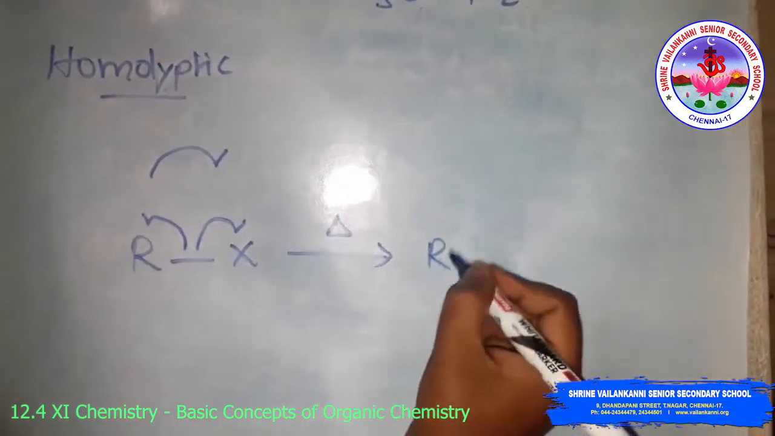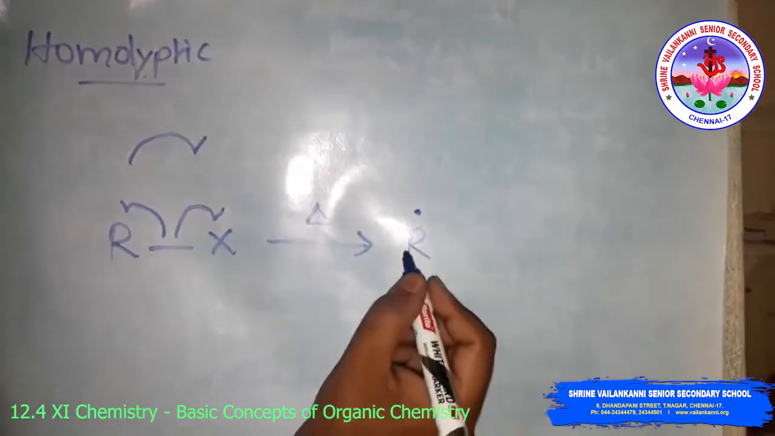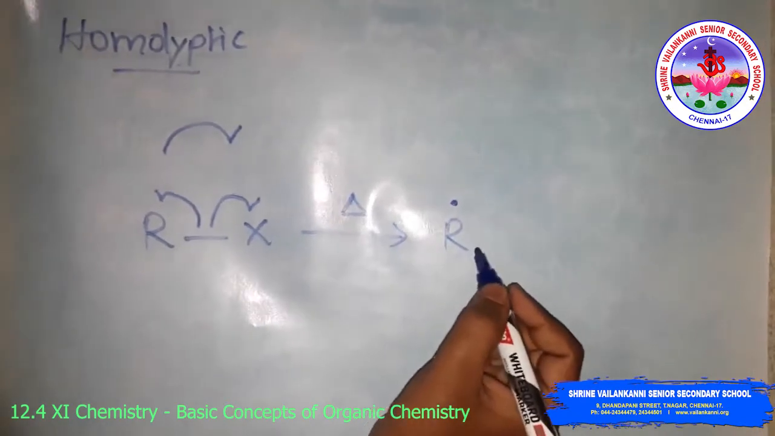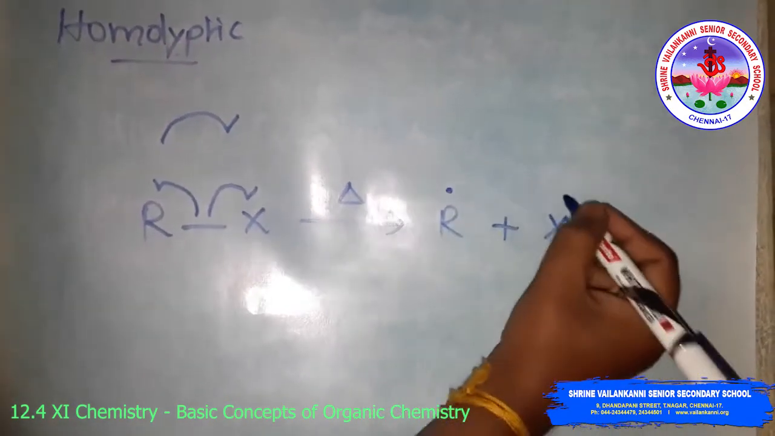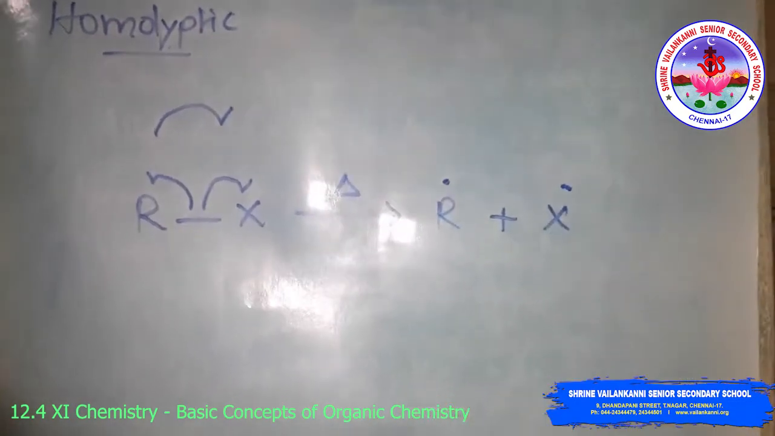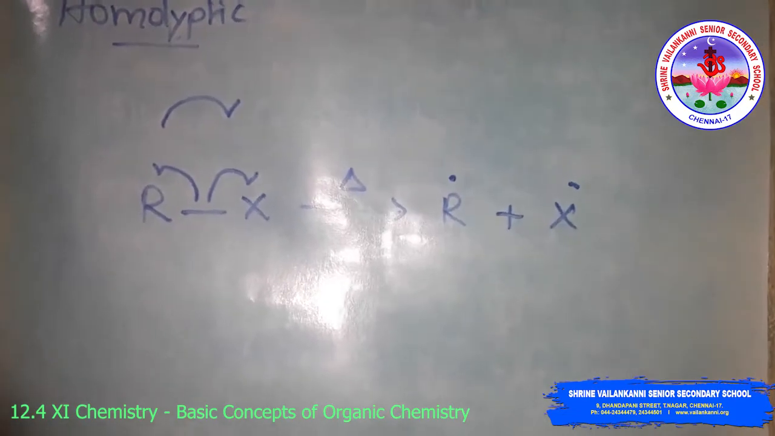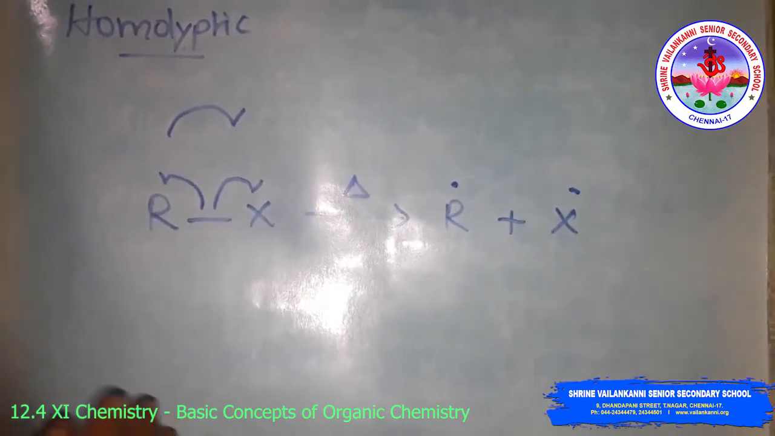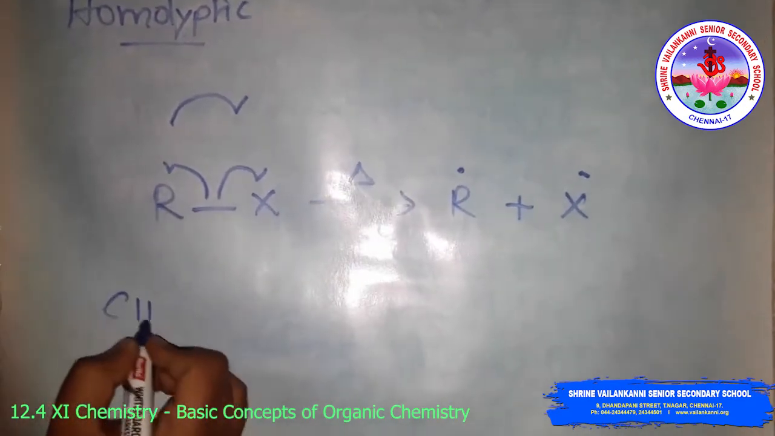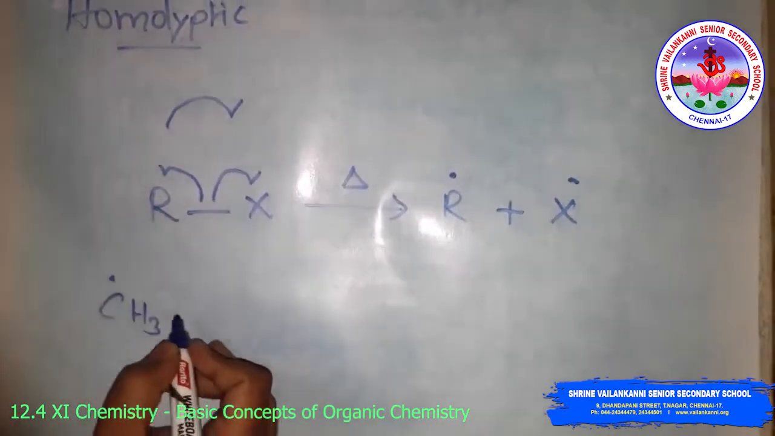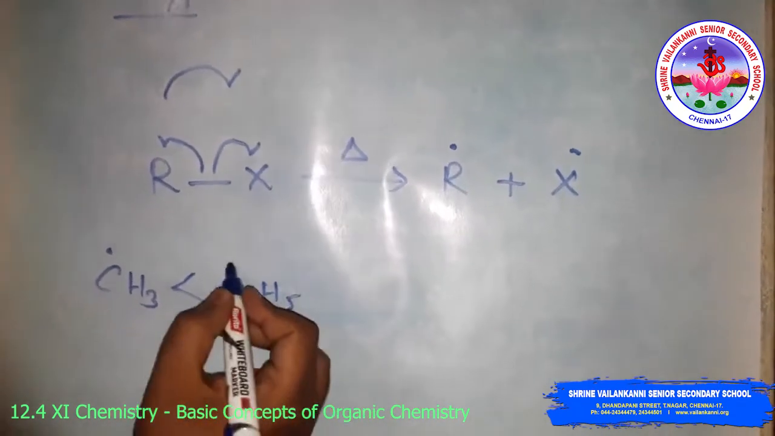The alkyl radical is formed. You have to write a dot like this. R dot indicates a radical, a free radical. This is an alkyl free radical. Then there is the halogen free radical. The alkyl radicals are classified as primary, secondary and tertiary. The stability of the alkyl radical increases from primary to tertiary. For example, methyl is less than ethyl, C2H5 ethyl radical.